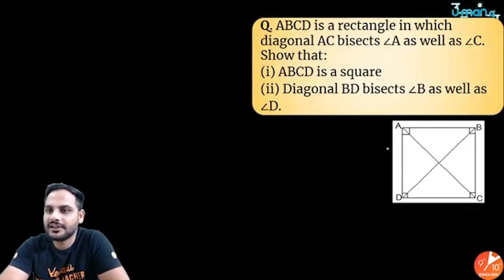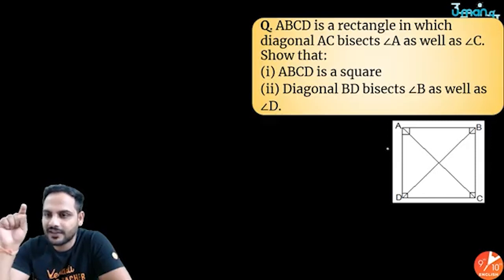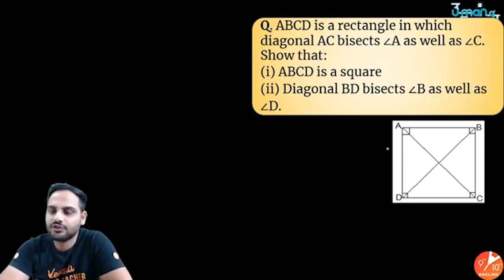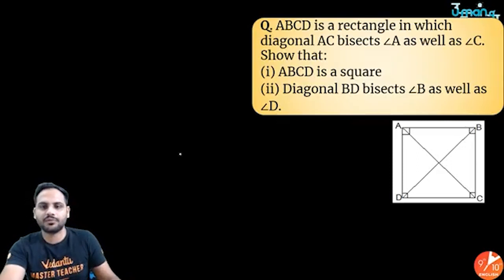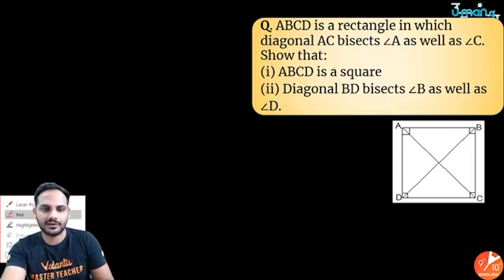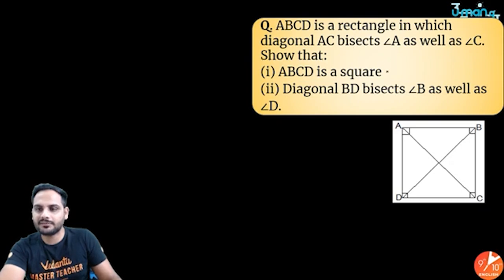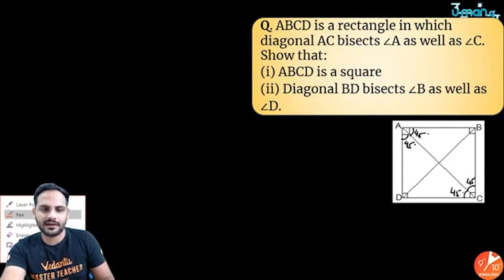Got it? Next question, dekho. ABCD is a rectangle in which diagonal AC, ye jo diagonal AC jo hai beta, bisects angle A as well as angle C. Show that ABCD is a square and diagonal BD bisects angle B as well as angle D. So we know ABCD is a rectangle. Isme dekho, bahut easily ho jayega. No need to go into much detail. We know the diagonal is bisecting angle A and angle C. So bisection means this is 45 degree, this is also 45 degree, and here this is also 45 degree and this is also 45 degree.